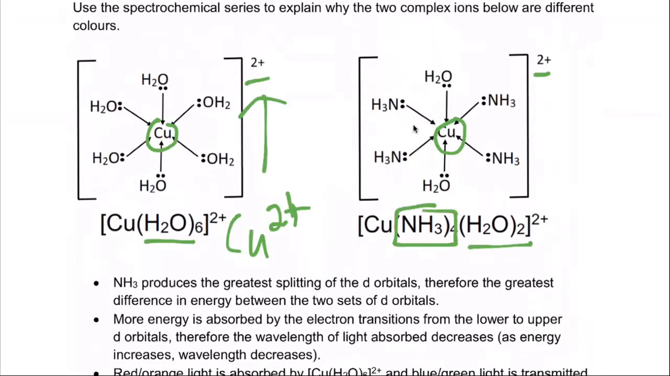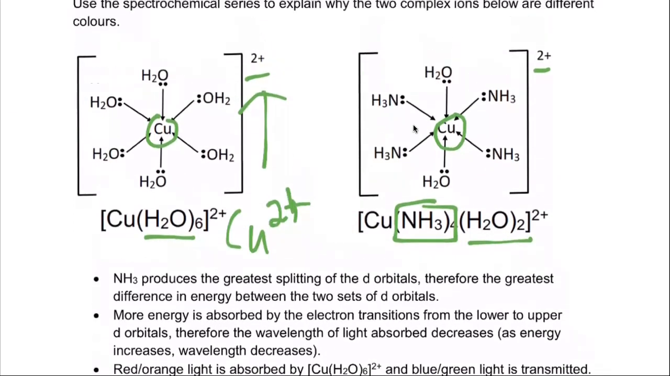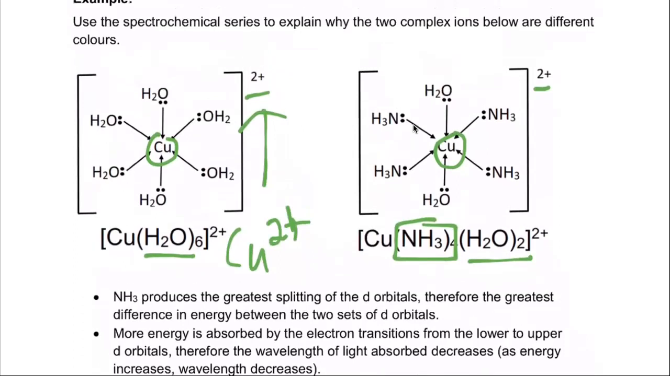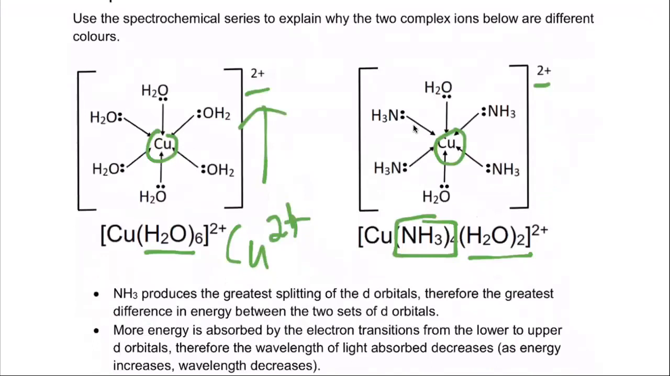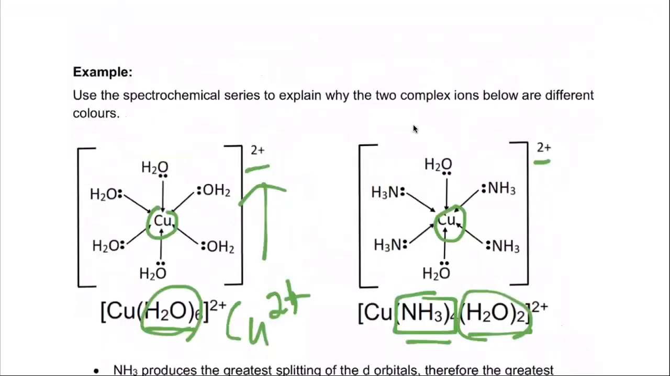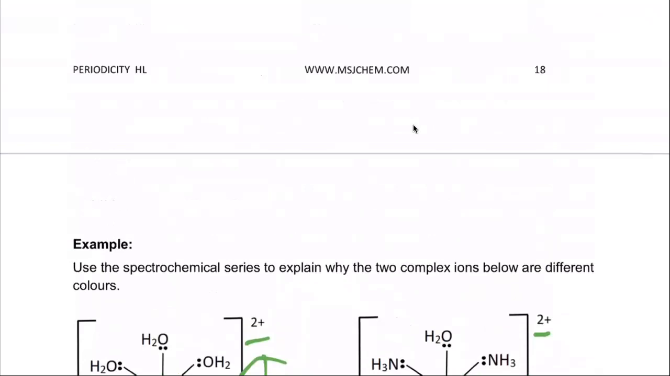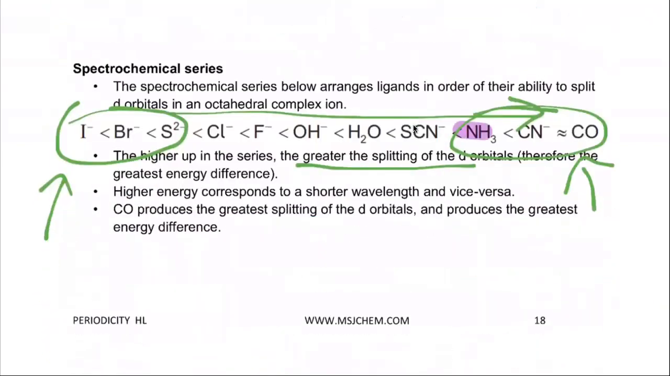On this one, it doesn't have a charge difference. It's still Cu2+, but this is where I would look at the ligands. These were all 6 water. On this one, 2 of them were water, but 4 of them were NH3. And if I come back up here to the spectrochemical series, here's NH3 and here is H2O. So you can see that NH3 is higher on the spectrochemical series.